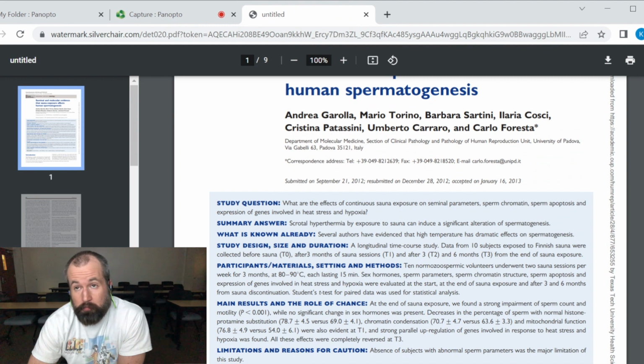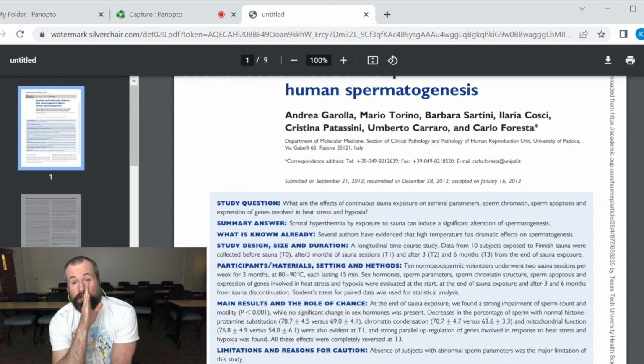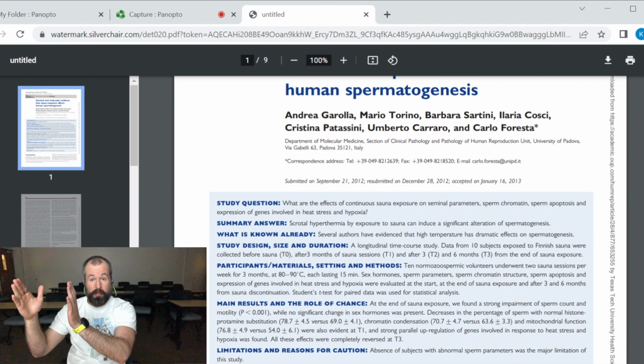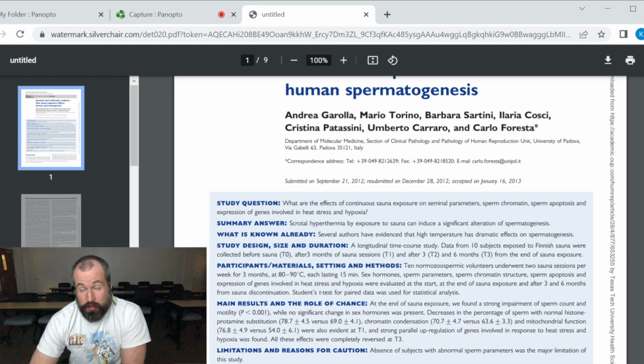That is to say, you take, in this case, 10 men, and you follow them over a period of time. You collect samples before sauna at T0, after 3 months of sauna sessions, T1, after 3 months and 6 months at the end of sauna exposure, T2 and T3. So you have before sauna, after 3 months of sauna exposure, 3 months after the end of sauna exposure, and then 6 months after the end of sauna exposure. Essentially a 9 month study.